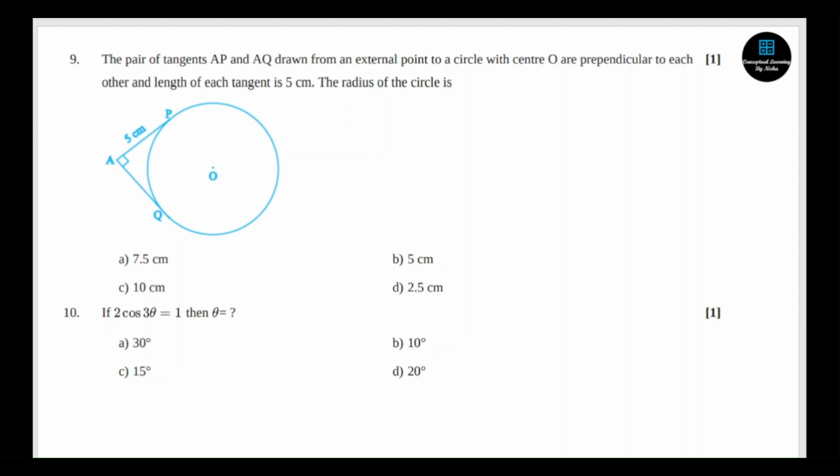Alright. Now the pair of tangents, AP and AQ are the tangents, right? From the external point A here.